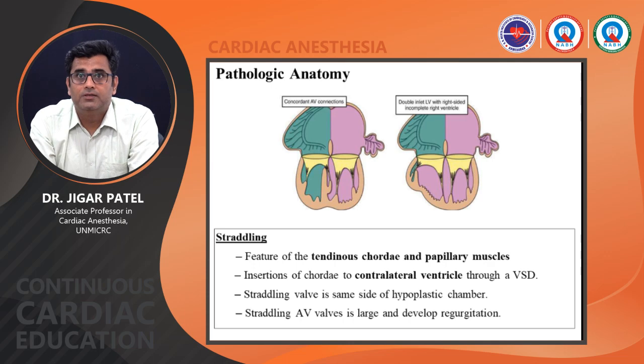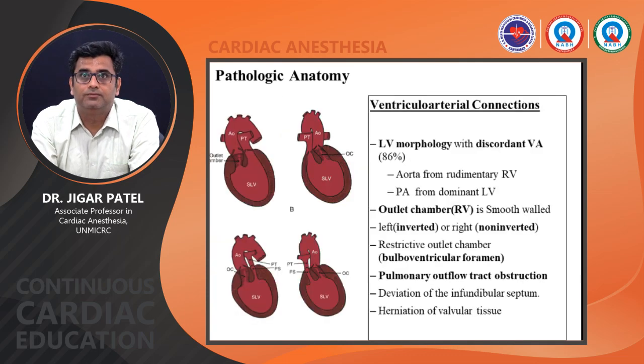So, whichever valve is straddling to the opposite side, this chamber becomes hypoplastic. So here RV becomes hypoplastic. In the first image RV is slightly hypoplastic, but in the second image it is totally hypoplastic or rudimentary. So this straddling of the valve leads to regurgitation, and it is often large.